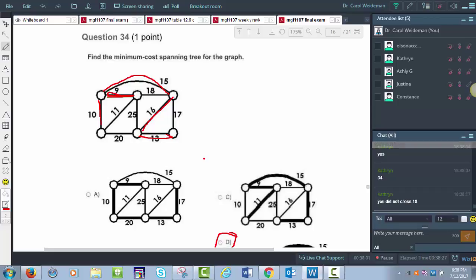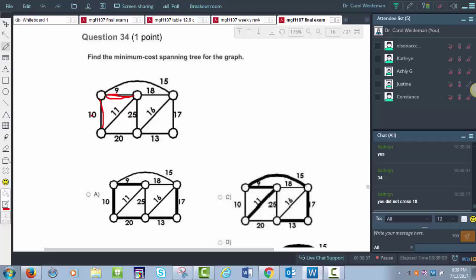I don't need 18. Let's go back. When you do this, what you want to do is have all the vertices connected in some fashion with the minimum cost or the minimum distance. So where you start is with the cheapest one. In this case, it was the 9. Everybody agree on that one? And then the 10. Now, I don't want to go to the 11 because then I'm creating a circuit, and I don't want things connected that way.